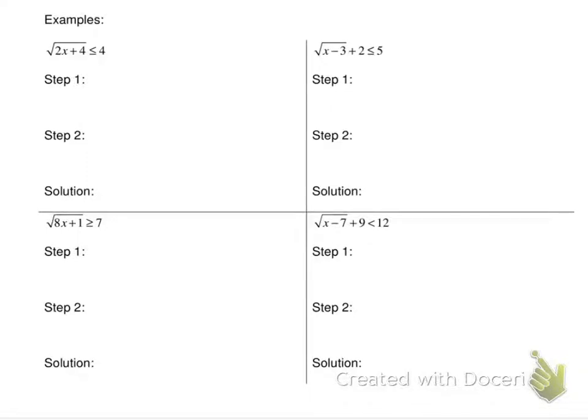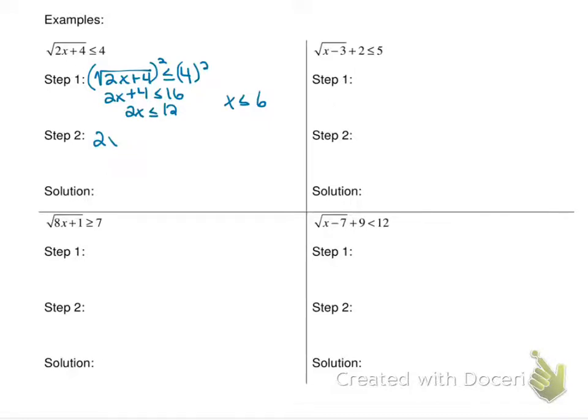set of example problems, the first thing I need to do is solve the inequality. So I'm going to square both sides to get rid of the radical. Once I do that, I have 2x plus 4 is less than or equal to 16. Then I subtract 4 from both sides and have 2x is less than or equal to 12, and divide by 2. So x is less than or equal to 6. That's part 1, just solving the inequality.